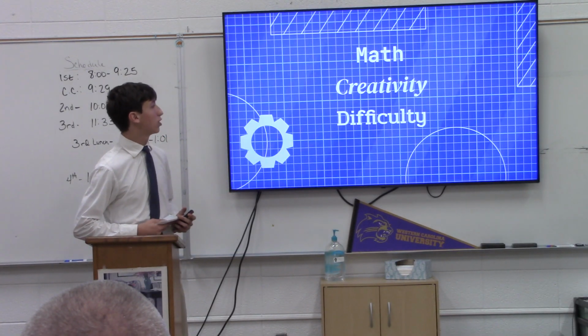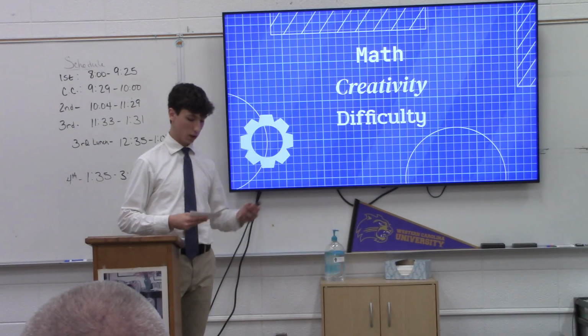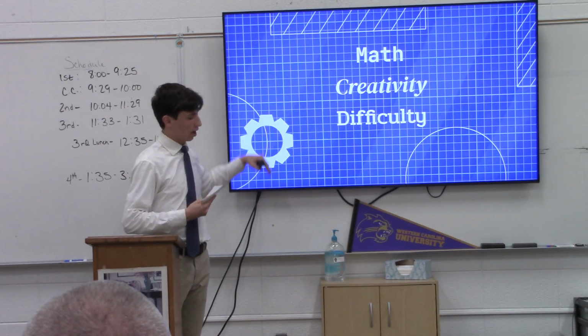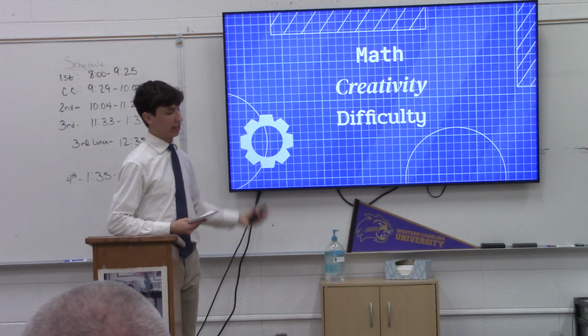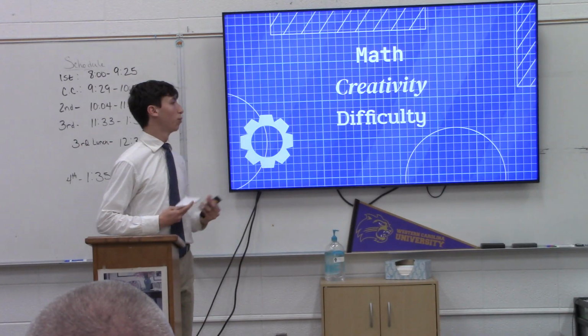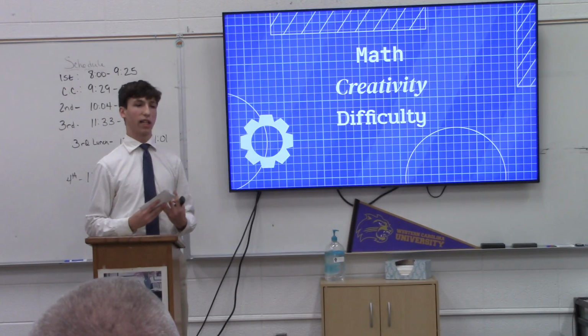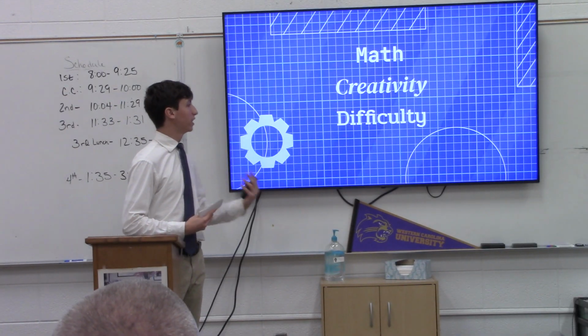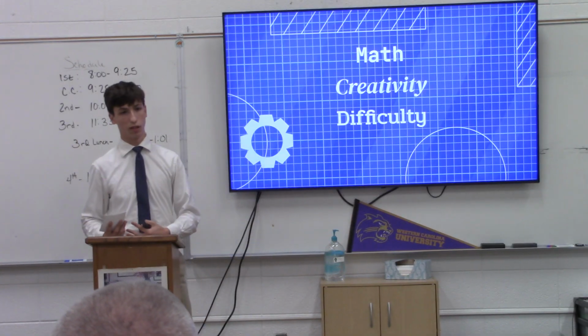And then this brings us to the third thing I looked at, which was the words used to describe engineering. The main categories I decided on were math, creativity, and difficulty. Math is pivotal to engineering. It's how you actually solve the problems. And creativity is how you think of the solutions to the problems.